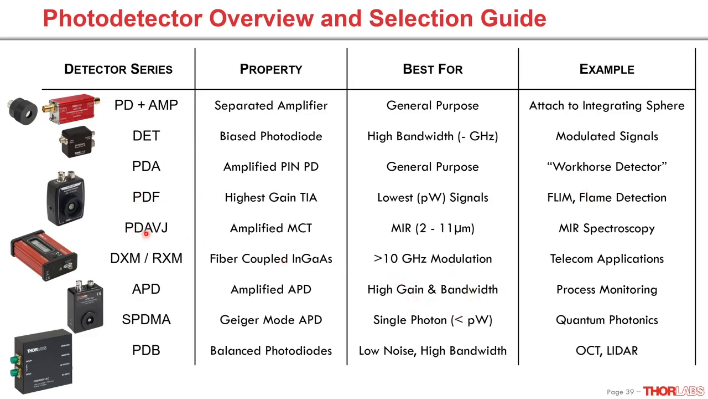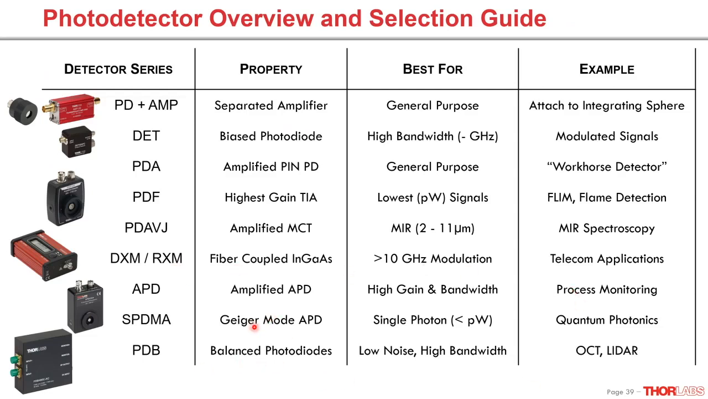And the amplified mercury cadmium telluride detector series for the mid-IR, for example, for mid-IR spectroscopy. The DXM and RXM series with fiber-coupled high-speed indium gallium arsenide detectors open the field for telecom applications with gigabit transfer rates.